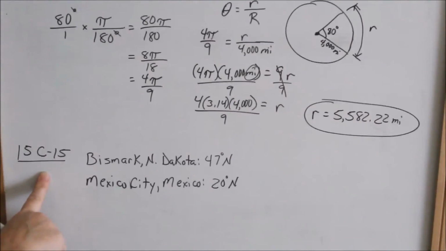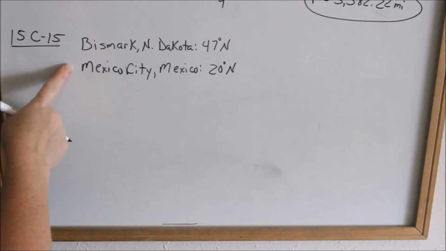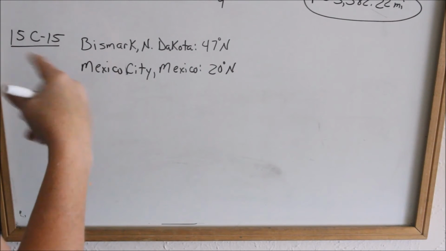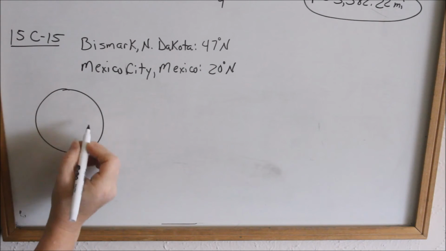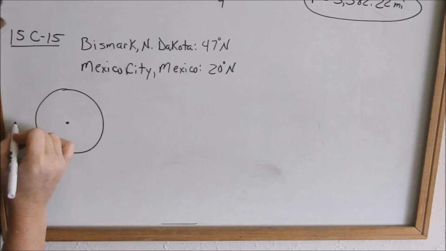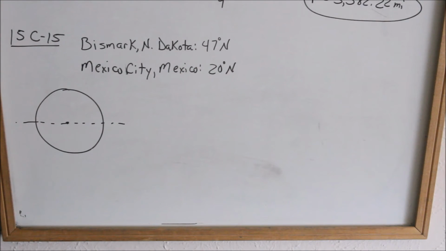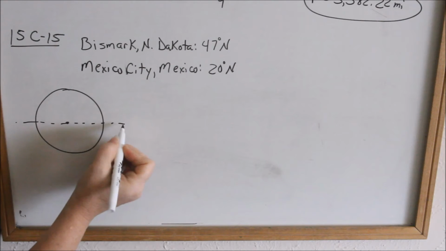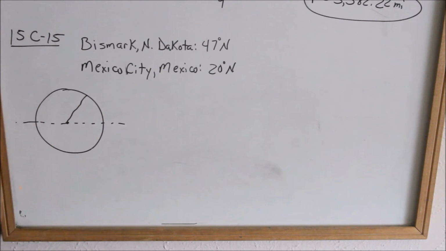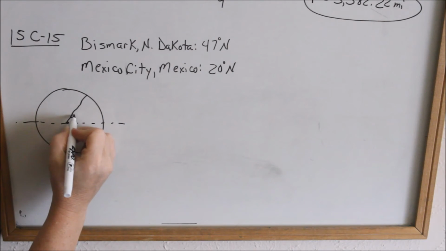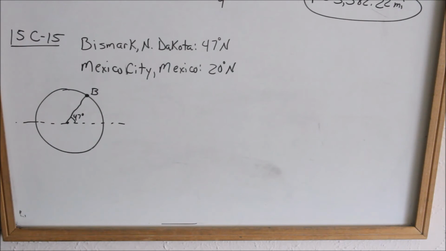Okay, now we're going to go on to 15C, number 15. Same thing, we're finding the distance between these two cities. So we're still using the same radius of the earth. So here's what I have. If this is my picture, here is my equator. So Bismarck, North Dakota is 47 degrees north of the equator. So if this was like my 0 degree line, that is almost like a 45 degree line. That would be 47 degrees. We're just going to call that B for Bismarck.